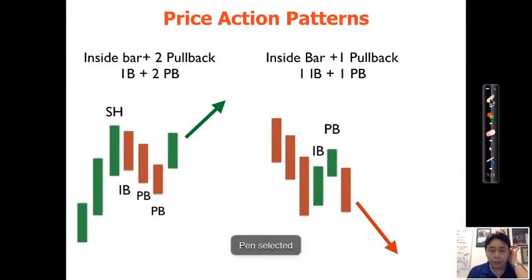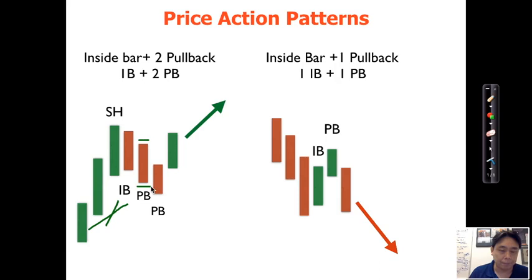Okay, so here's another variation. We've got some kind of bullish cross. We've got a swing high, inside bar. So inside bar, can we take the trade? No, we can't. Wait for a pullback. Yes, we put a buy order here, stop loss over here.